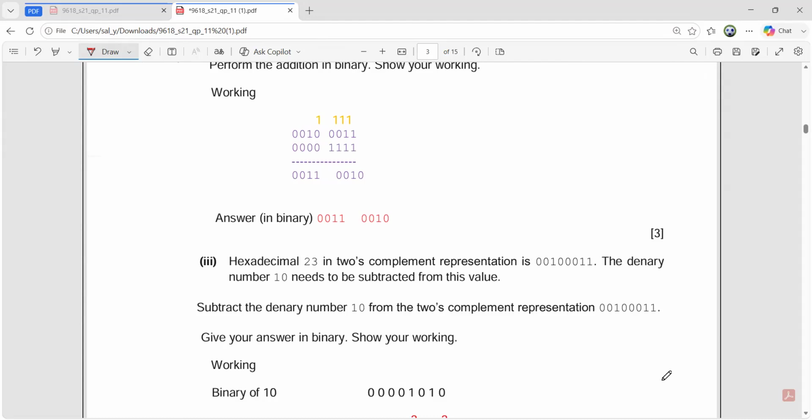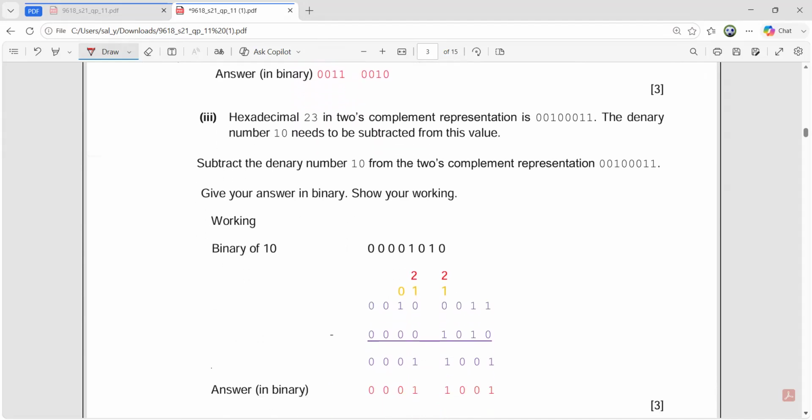Now that the number is 00100011, give your answer in binary, show your working. So first thing is we are finding out the binary for 10, and you know the binary for 10 will be 8 will be on and 2 will be on. The rest of the bits will be off. Original question was 0010 and 0011.